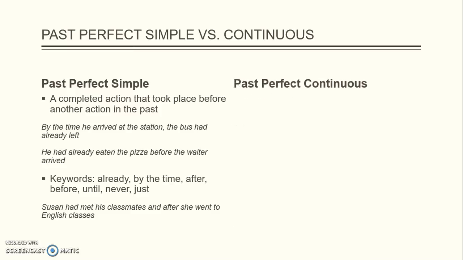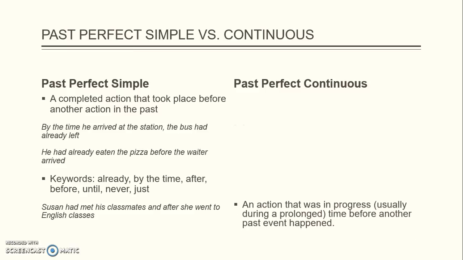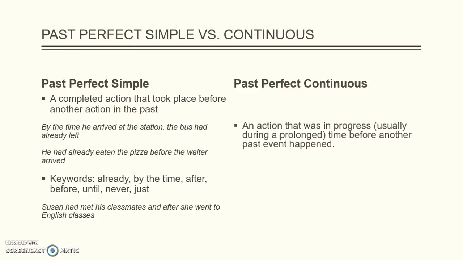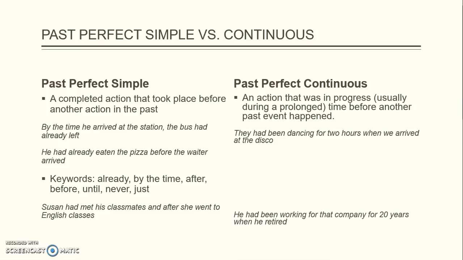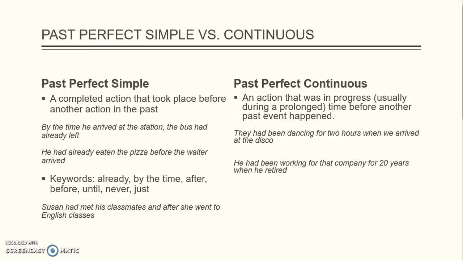The main difference with the past perfect continuous relies again, in a very similar way, on what we've been talking about with present perfect simple and present perfect continuous. The action was still in progress in the past, but usually during a prolonged time before another past event happened. They had been dancing for 2 hours when we arrived at the disco, or he had been working for that company for 20 years when he retired.